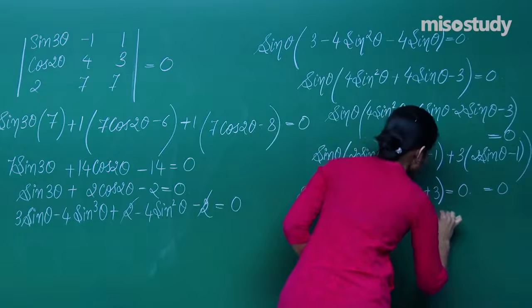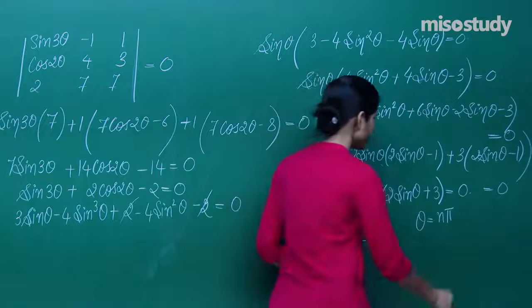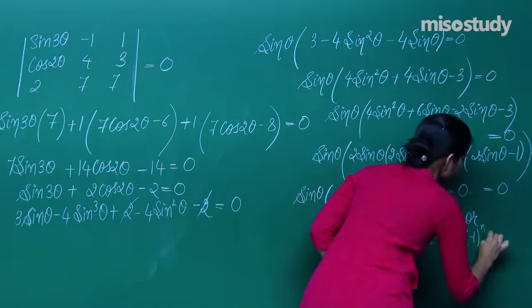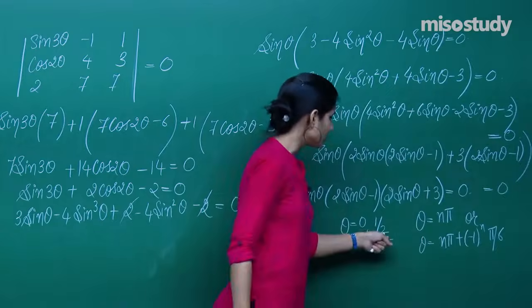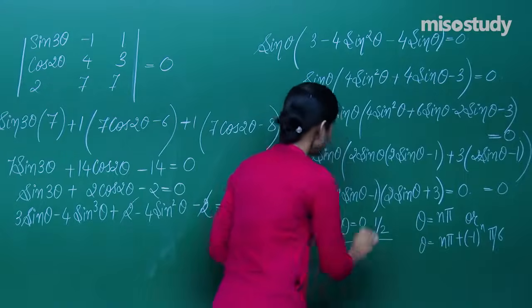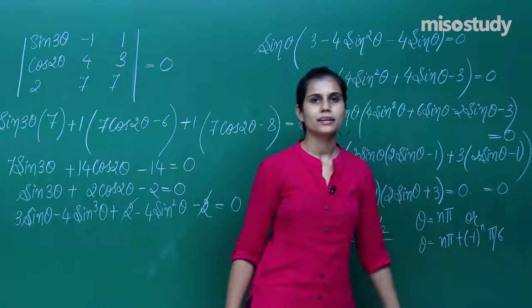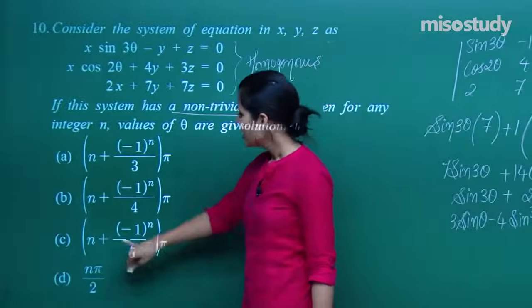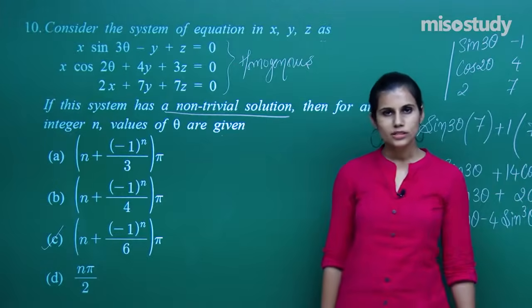This means theta can be n pi, because at every multiple of pi sine is 0, or theta is equal to n pi plus minus 1 to the power n into pi by 6. This is the general solution of sine theta equals half. Sine theta equals 0 when theta is n pi, sine theta equals half when theta is n pi plus minus 1 to the power n into pi by 6. And over here you are given this. Clear? So practice all these questions very nicely.